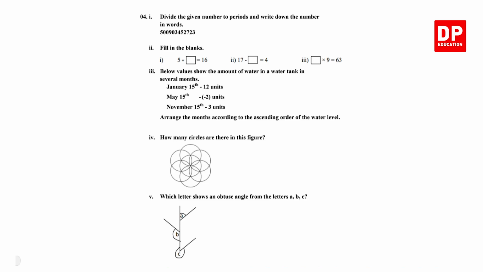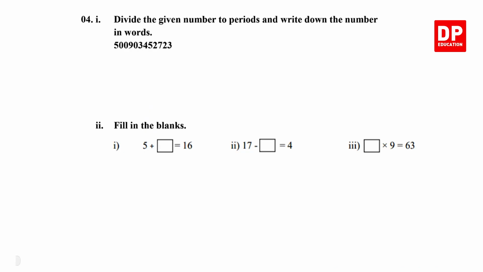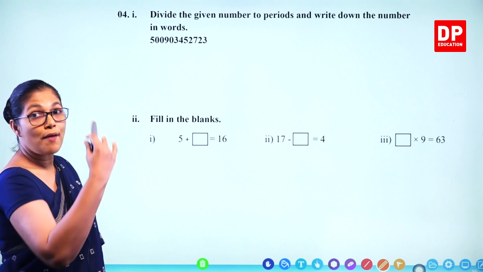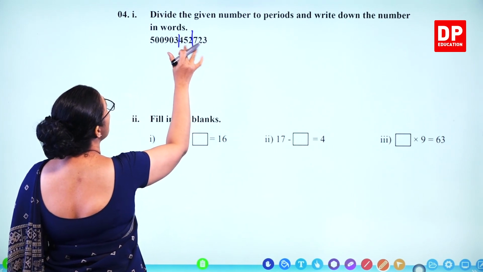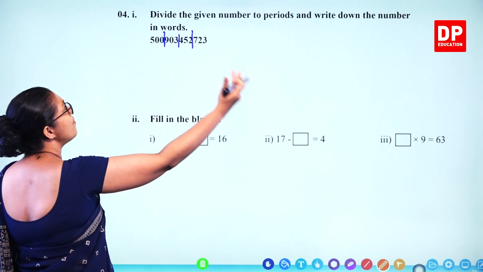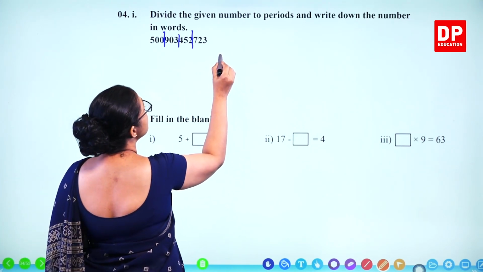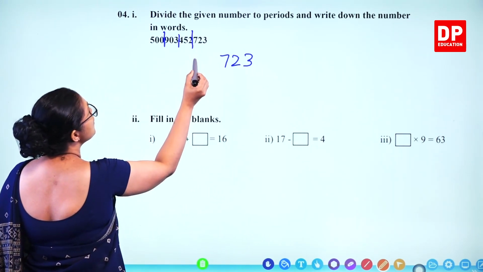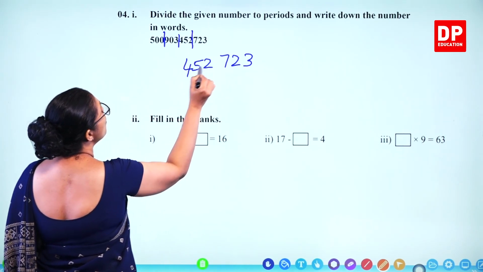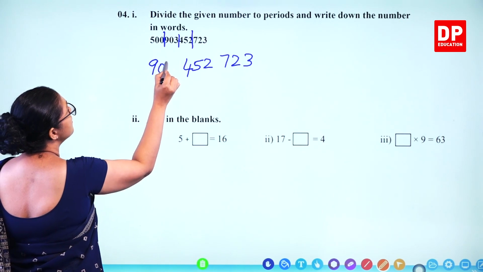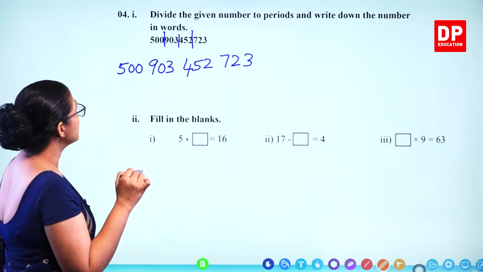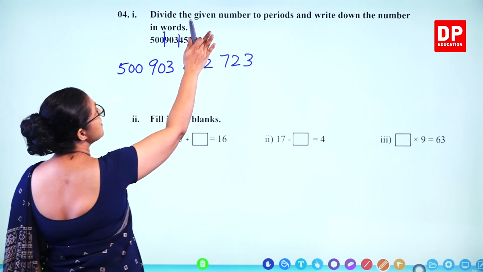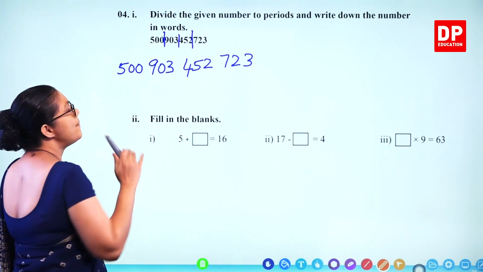Let's take question number 4. You get 5 parts. Divide the given number into periods and write down the number in words. You have to start from the right side. Divide into 3-digit numbers. These are the periods from right to left. So we can write 723, leave a space, 452, leave a space, 903, leave a space, and 500. That's the number. So how do you read this? This is units, 1,000, million, billion.